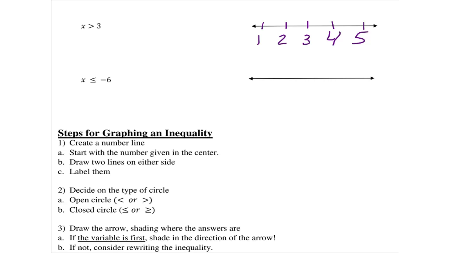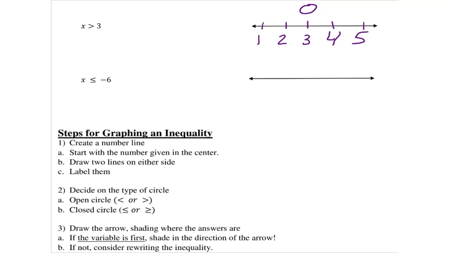Decide on the type of circle. So I'm going to have an open circle when the value is not equal to the number given. In this case, this says x is greater than 3, which means it does not equal 3, right? There's no equal sign underneath the less than or greater than sign, which means 3 will have an open circle. This number has to be greater than 3, so 3 is not greater than 3.